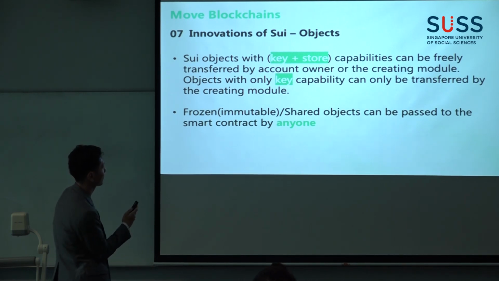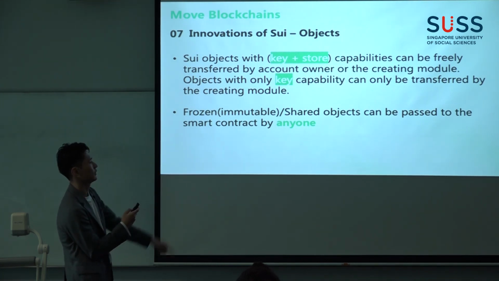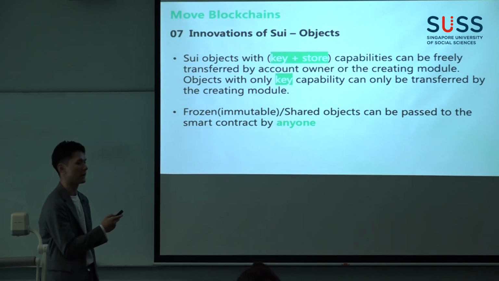Sui objects with key and store capabilities can be freely transferred by account owners or the creating module. So it can be transferred by the owner and the creating module, and we sometimes need to be careful that the creating module has this power. An object with only the key capability can only be transferred by the creating module. Frozen and shared objects can be passed to the smart contract by anyone.